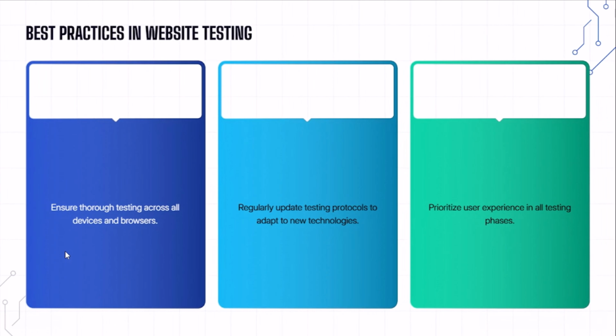And the best practice in website testing is to ensure thorough testing across all devices and browsers. So all devices, to check that your website is quite responsive, and cross-browser testing to ensure that your website works across all the browsers. Two, you should also regularly update testing protocols to adapt to new technologies. And three, you should prioritize user experience in all testing phases. That is, aside from using automatic tools to check your website, you should also prioritize user experience in all testing phases. You can do manual testing to ensure that your website is working fine.